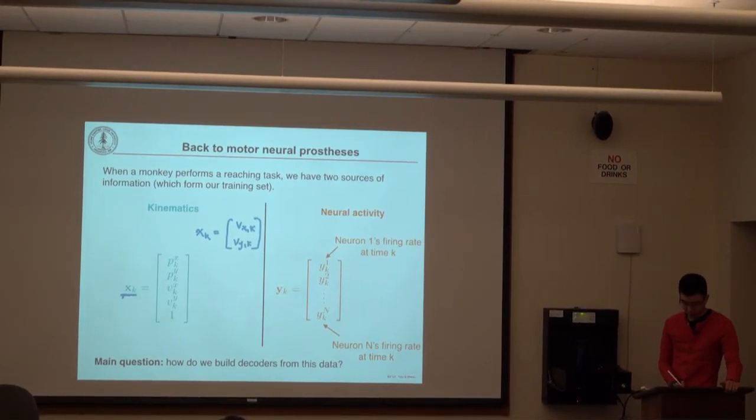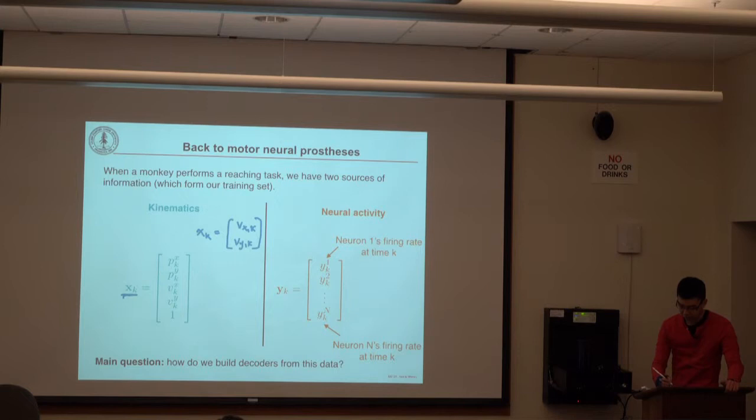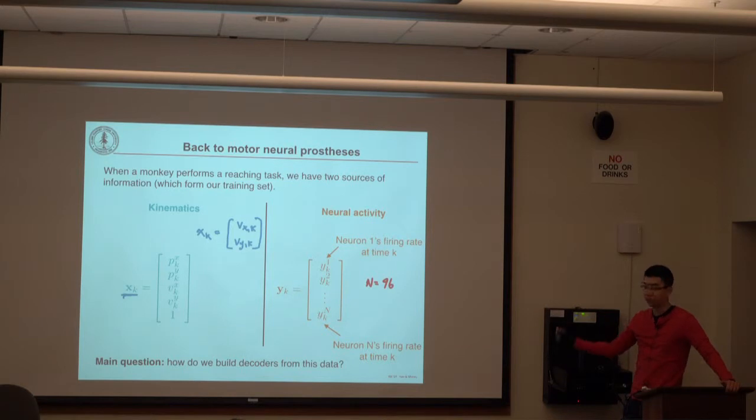And for the rest of this lecture, we'll just assume, so yk of 1 here is the bin spike counts of neuron 1. yk of 2 is the bin spike counts of neuron 2, all the way down to yk of n. And this is all at just time k. And we'll have n equals 96 electrodes. That's the number of channels on our Utah array that we record from during these experiments.